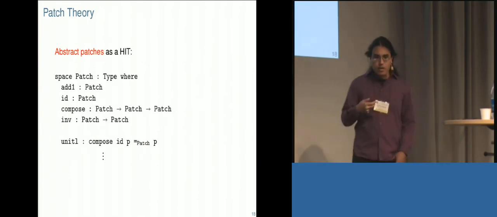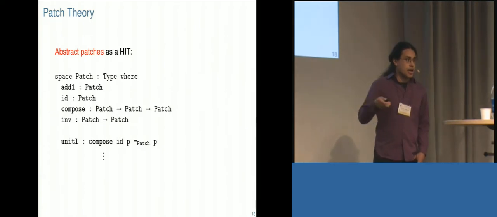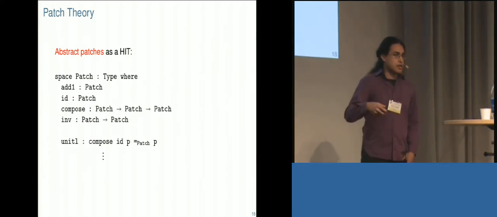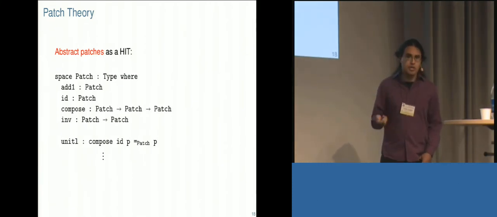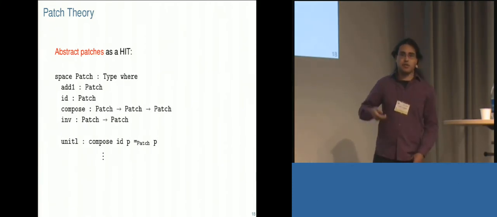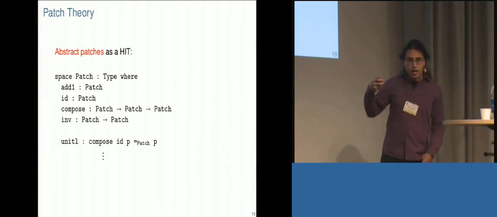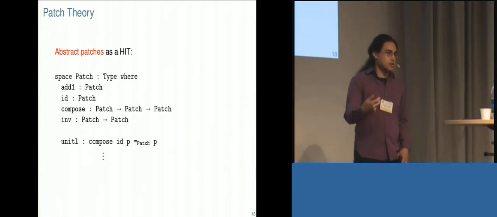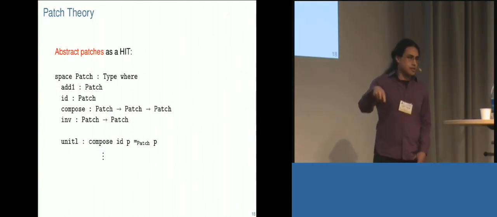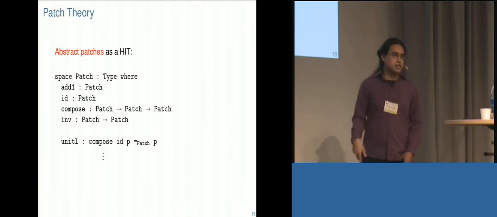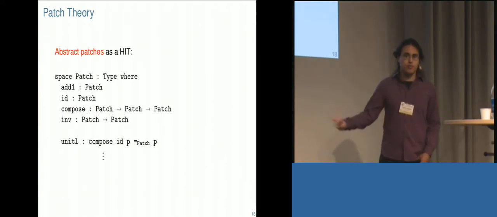Okay, so if I want to model these abstract patches as a higher inductive type, I can do it like this, for example, where I say, all right, patches is a type, and add one is a patch, and the identity patch is a patch, and given two patches, you can compose them, and they have inverses. And what makes this a higher inductive type, so that's all normal, but I'm going to also say, and it's important, that if you do P and then the identity, I want to equate these as patches, with P.